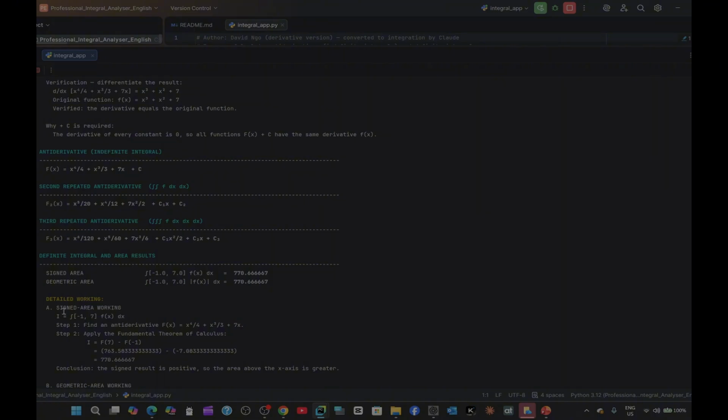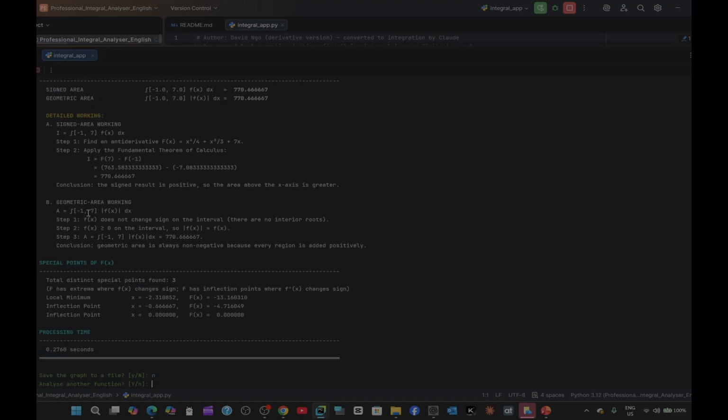For the detailed working, you have to work out the signed area here. For the geometric area, how to work it out: in this case they are the same. But if they're not the same, it is because they're not all positive. So that's why you end up with the same answer in a way, right? Geometric area is always non-negative because every region is positive. Right, so that's a special one of f(x). Okay, so this is one then, right?